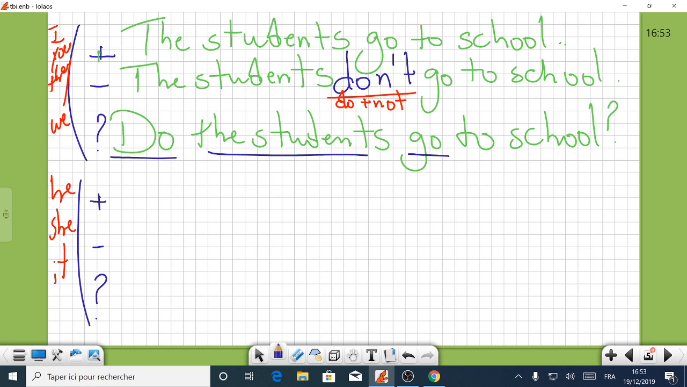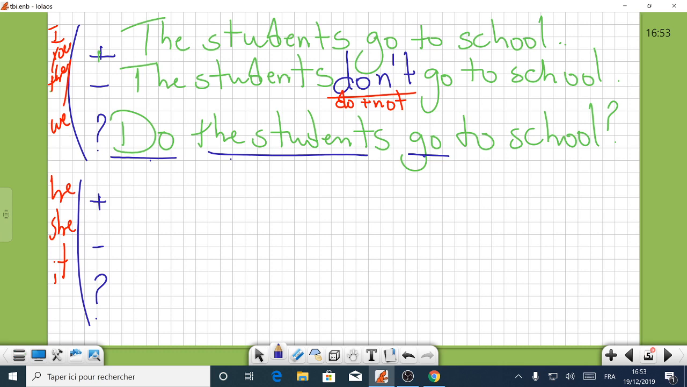And here we say the students don't go to school, of course, short form. If you want to make it full form, we say do not. So this is short form, and this is full form. And for question form, we say do the students go to school? Of course, here we have do plus subject plus go plus to school. Go is the verb. So now we go and see the next category.